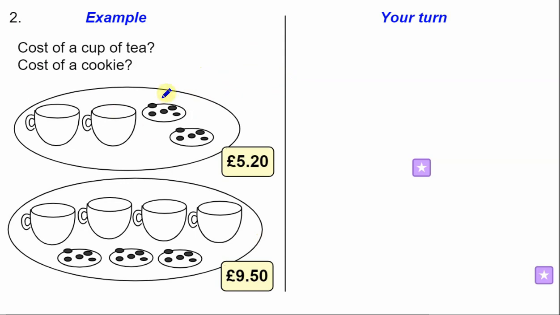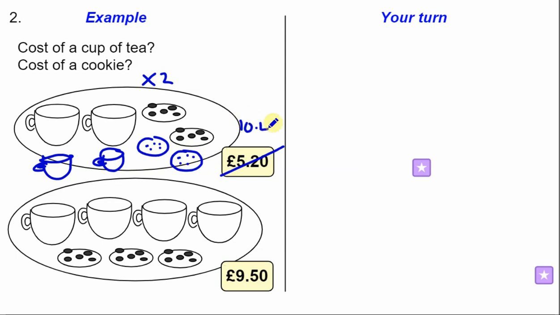So how could we come up and try and solve these? Well, if I double my order to try and get some of these the same, because the whole point of last lesson was we spotted which ones were the same and we decided whether we were going to add or subtract. Well, we need to spot which ones we can make the same. If I double my order here, so times by 2, that's going to add on another cup of tea, and 2 more cookies. And it's not going to be £5.20 anymore, it's going to be £10.40. We're assuming there's no special offers.